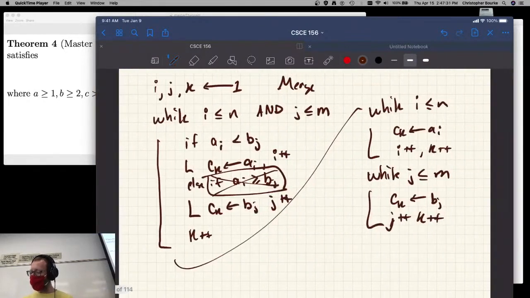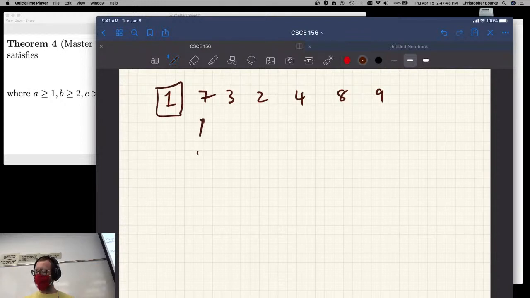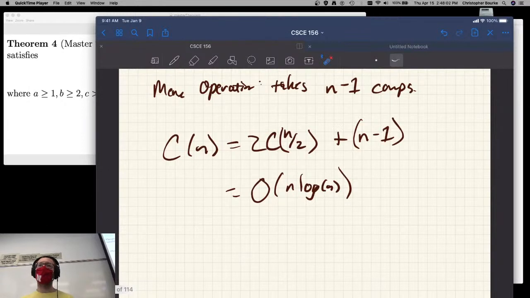Okay. Oh, here, let's start over. So suppose I've got 1, 7, 3, 2, 4, 8, 9. So this is my pivot element. I start i and j. This is on the wrong side, it needs to go to the right. Oh, that is quick sort. Sorry, merge sort. There is no best, average, or worst. It's all the same. n minus 1. This is the merge operation.